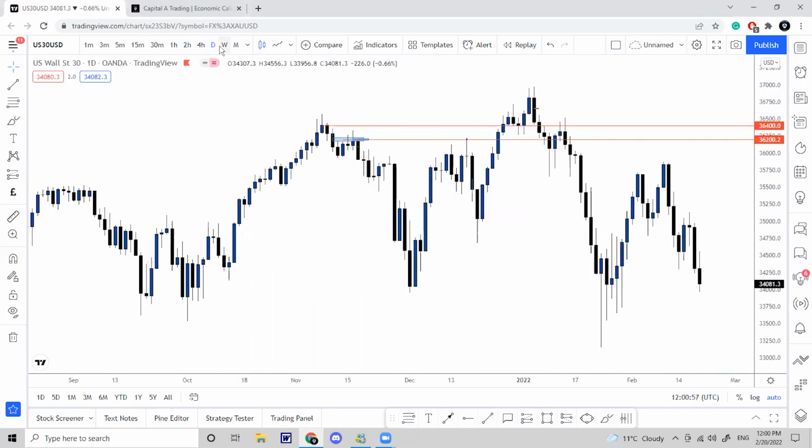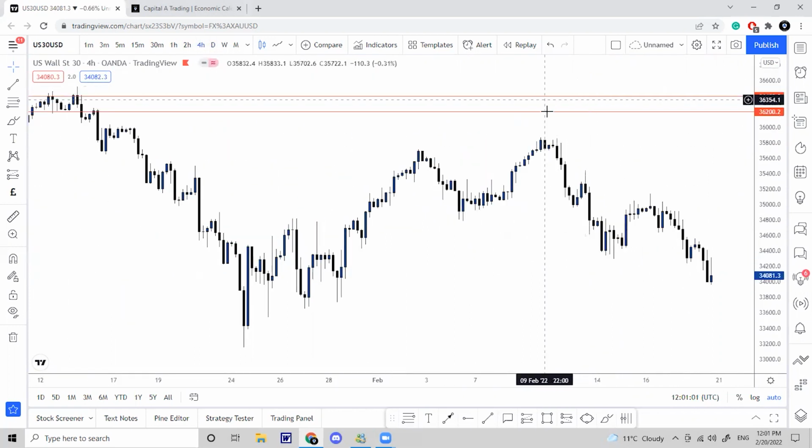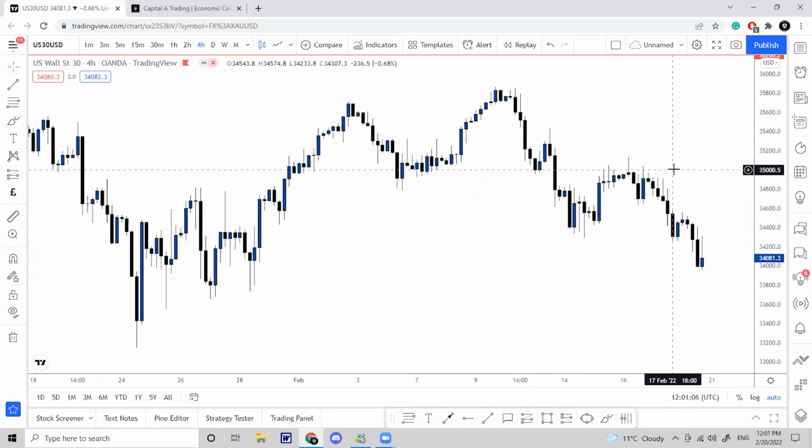I mentioned this a couple weeks back now, and it was the sell from the 36,200 mark just up here. As I'm looking at price action now, I do believe something's happened around the 3,500 mark.